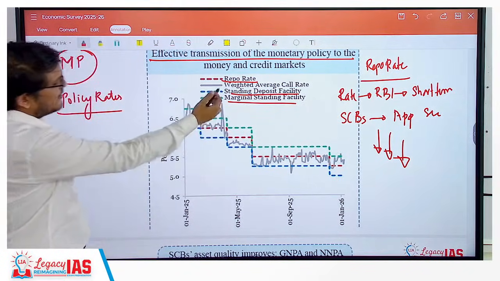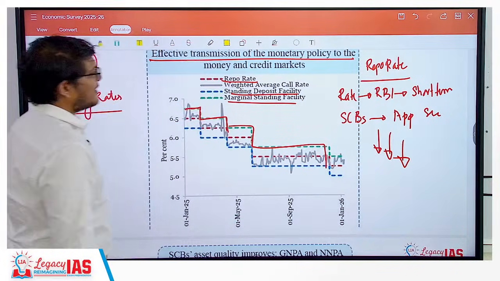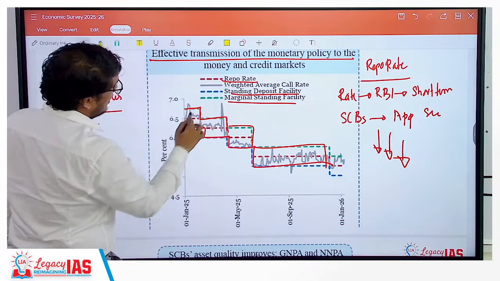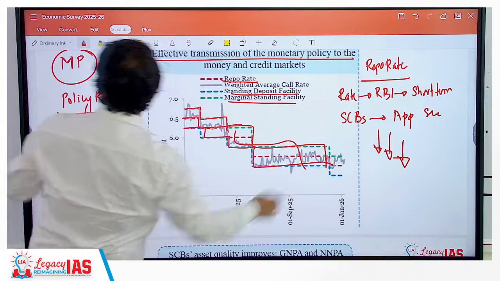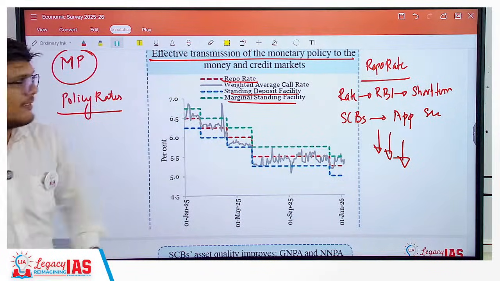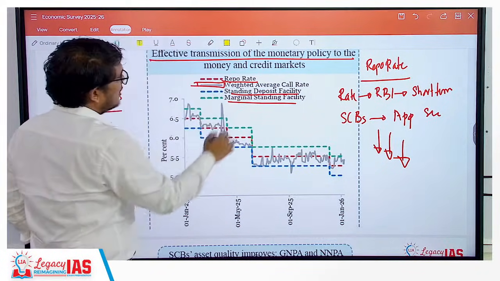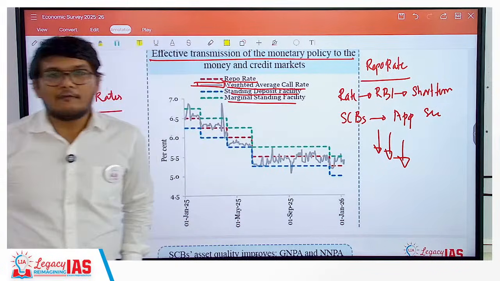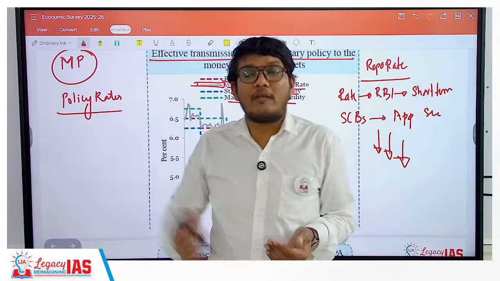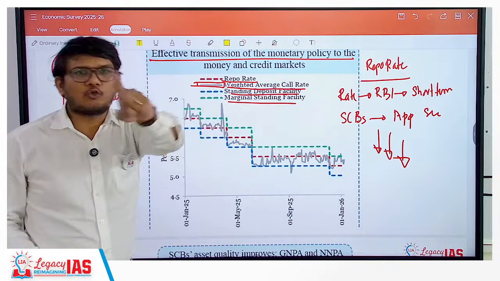So RBI, as you can see, has consistently lowered the marginal standing facility rate, the standing deposit facility rate, and the repo rate has also been lowered, as you can clearly see over here. So what are we trying to show by this graph? The most important thing here is this gray line, the weighted average call rate, which talks about all these rates are going down, but are these rates being also lowered by the banks? So the weighted average call rate shows us that picture.